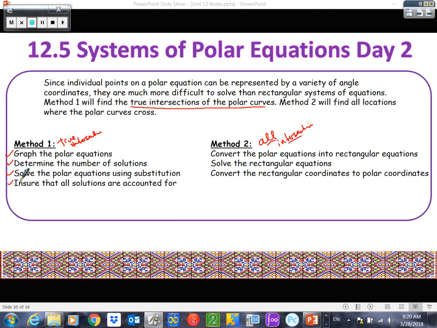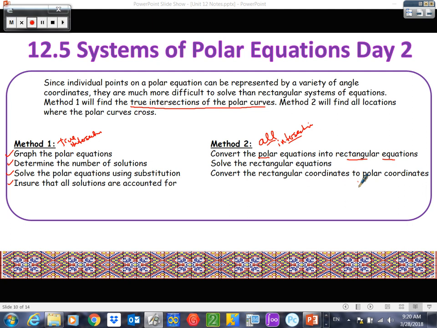On method 2, we're going to actually go into rectangular form. We're going to take the polar equations and put them in rectangular form. We're going to go from polar to rectangular, and then solve the rectangular equations. Then we're going to convert rectangular coordinates back to polar coordinates, and then we're done.